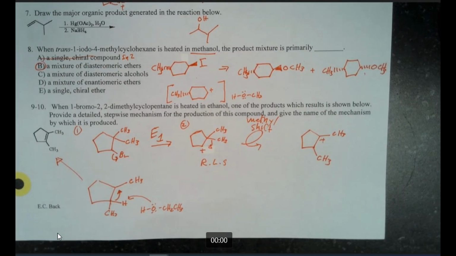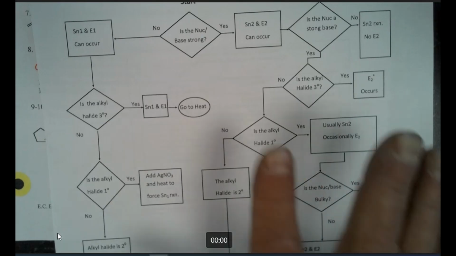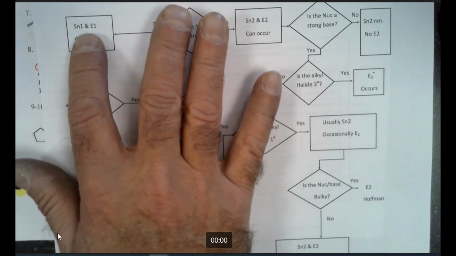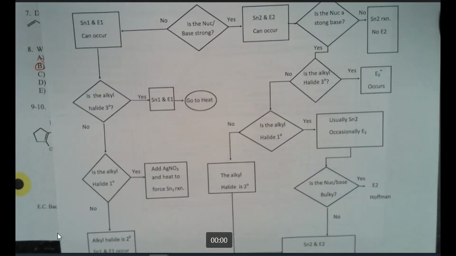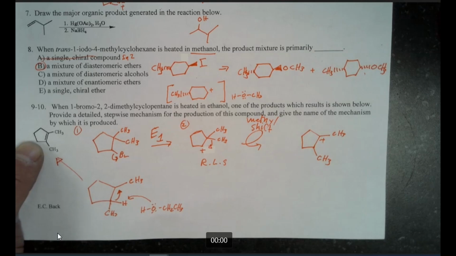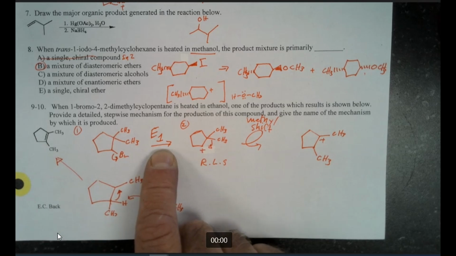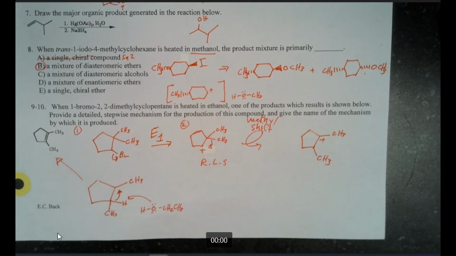When 1-bromo-2,2-dimethylcyclopentane is heated in ethanol, one of the products which results is shown below. Provide a detailed stepwise mechanism for the production of this compound and give the name of the mechanism. So once again, since we have a weak nucleophile, we see that E1 and SN1 are options. And of course, we're looking at the alkene. So we know right away it's an E1. All right, so that gives the name of the mechanism.